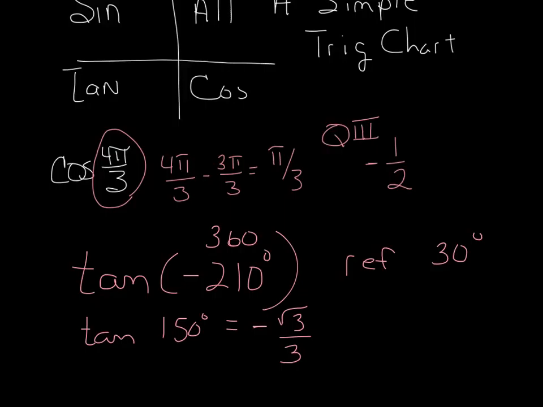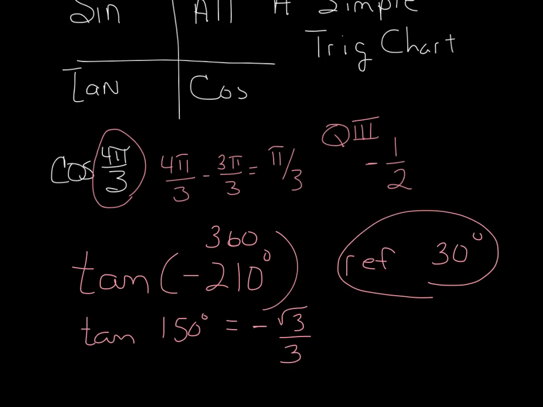Wait, what does the reference angle have to do with this, though? We didn't have to think about what it was in the second quadrant. I didn't have to remember those angles in the second quadrant. So the reference angle is 30 degrees, and the value is the same as the reference angle's, except that it is negative.